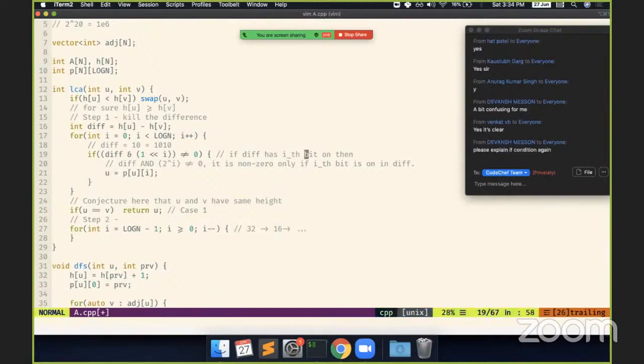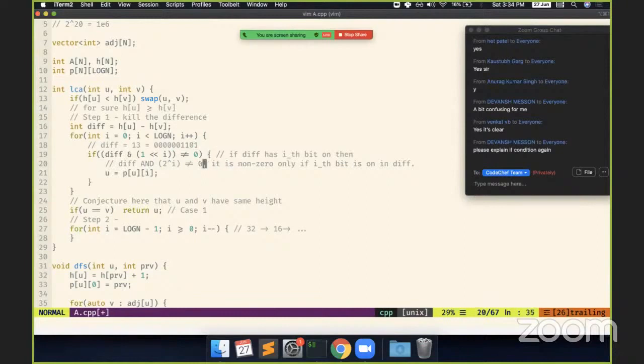Please can you explain the if condition again. Okay. The if condition is basically, if say the difference is 13, how does the binary representation look like? It looks like this, right? So I'm saying in the binary representation, start from the least significant bit. That's why I goes from zero to log n, in ascending order. And for each bit, see if it's on in diff or not. Diff is the height difference. If it's switched on, then make that much size of a jump. So here I'm just trying to say, in simpler words, is the ith bit of the diff on or not?